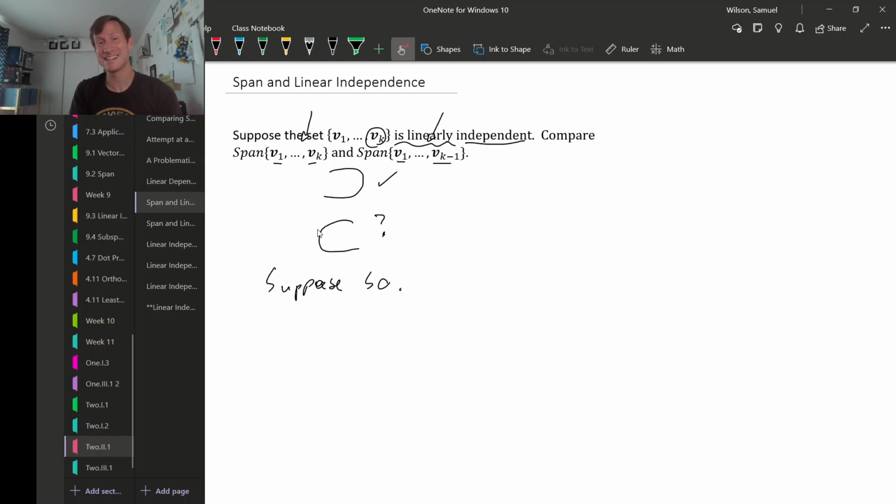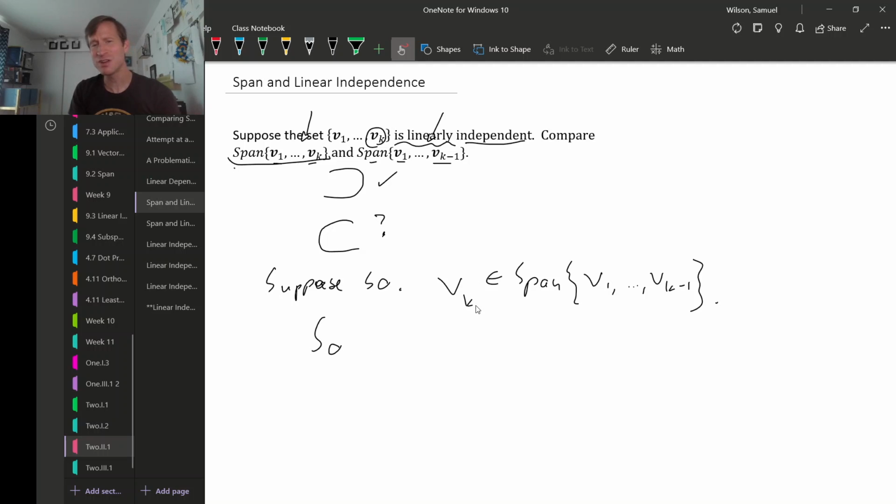If assuming that this span is equal to that span gives us a contradiction, then that means that this supposition is incorrect, which means that it's not contained, which is what we want. So if the span of all of the v's is contained in the span of the v's just up to k minus 1, that means v_k would actually be in the span of v1 through v_{k-1}, right? v_k is definitely in this span.